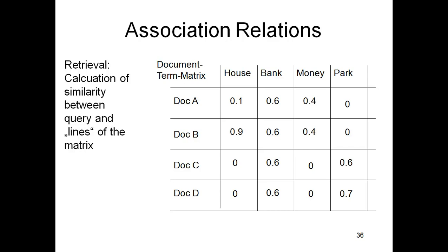And what can we also do with this matrix? Of course, we could have revolutionary ideas. Instead of looking at the lines, we could look at the columns. Right? We can calculate the similarity between these columns. Think of all the similarity metrics that we've studied. I can say how similar is house to bank.